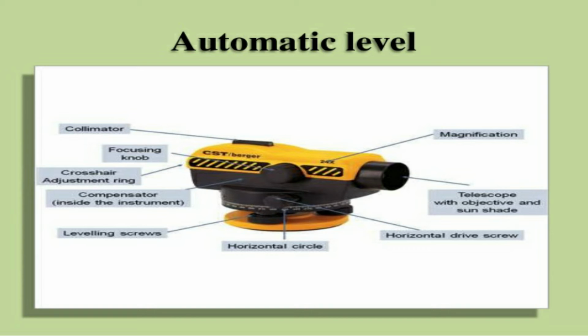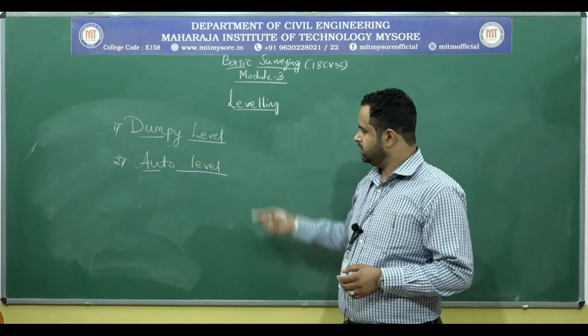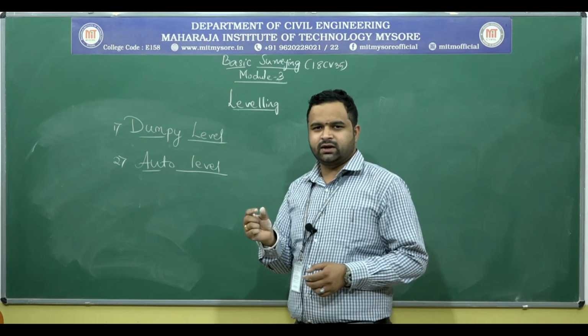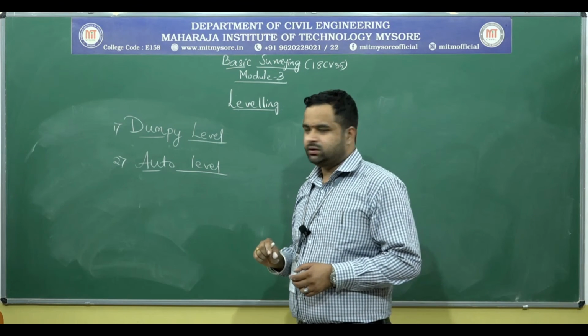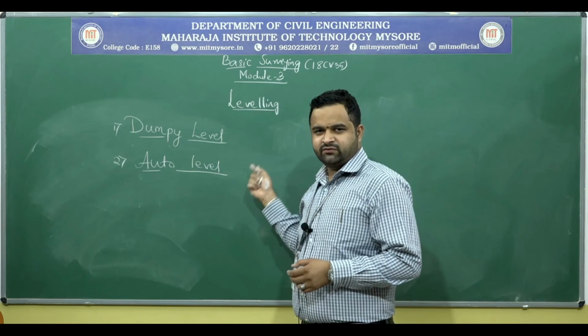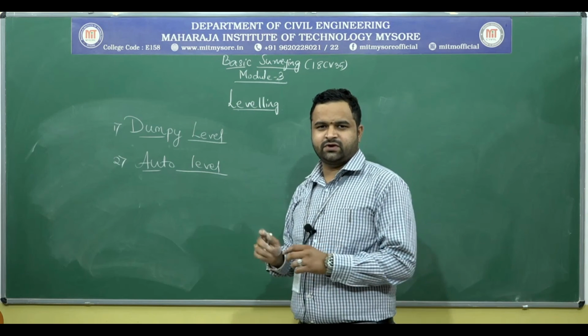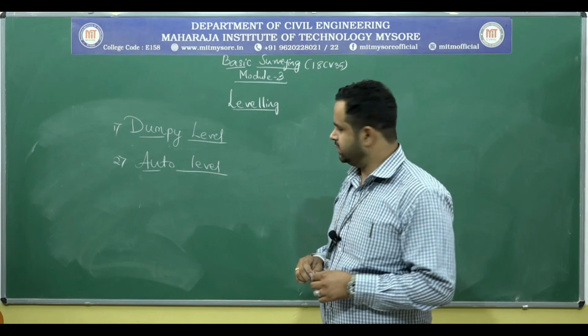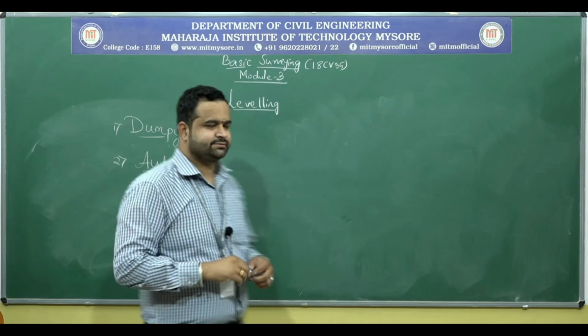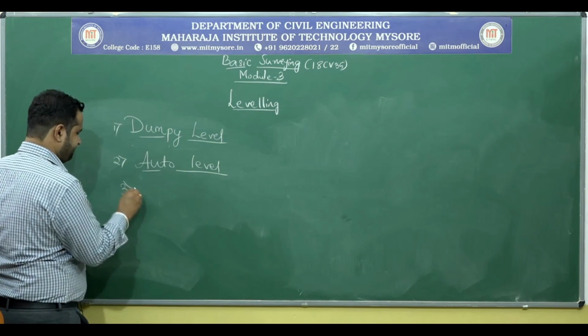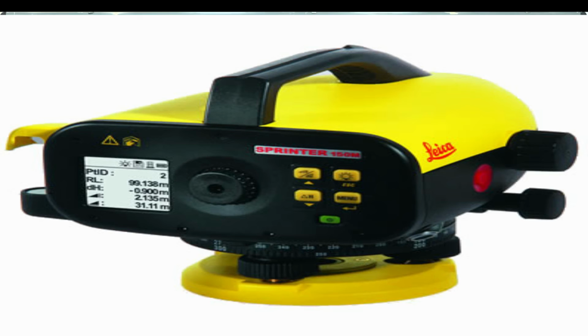So, in auto level you need not level the instrument as in case of dumpy level. I will show you how to adjust the dumpy level in the next session. So, it will be having a spirit bubble attached to the tribrach plate. So, it automatically levels, but we have to do approximate leveling up to 15 to 30 minutes of the vertical. Okay. Next instrument is digital level.